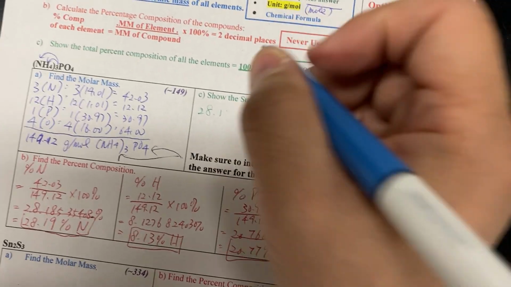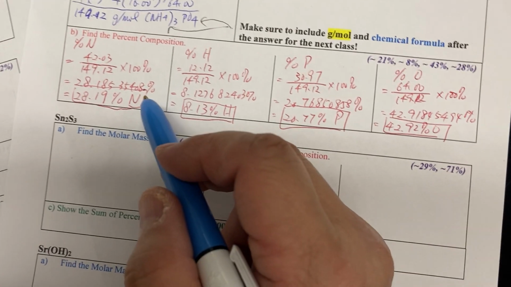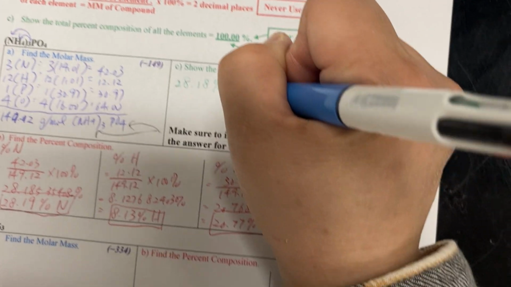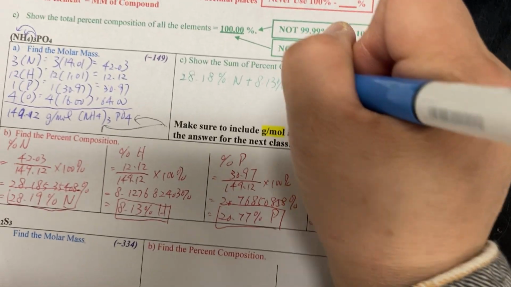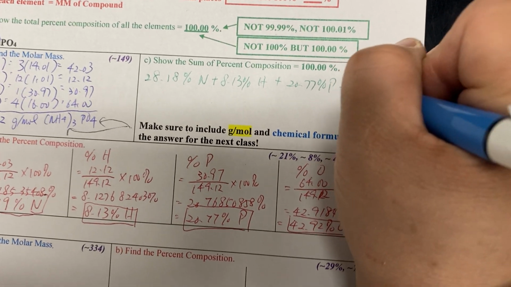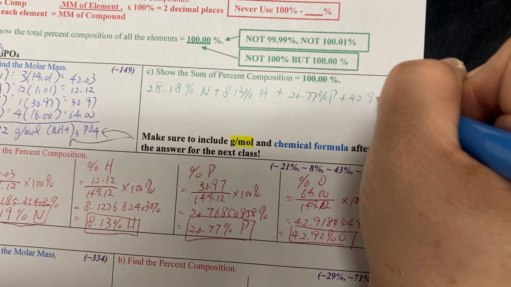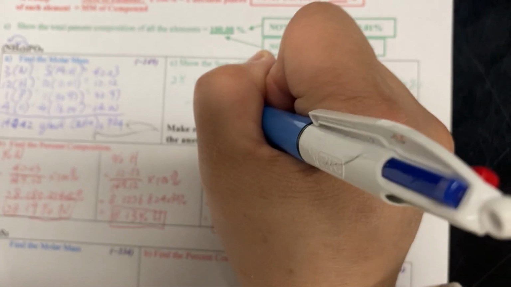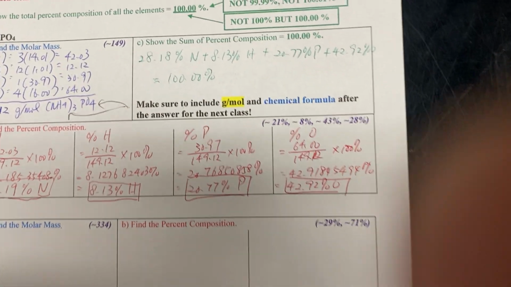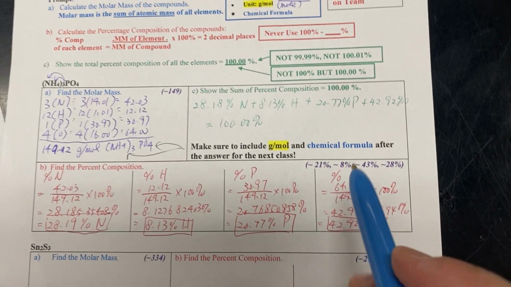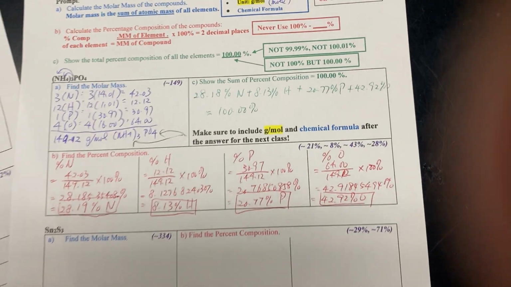I get 28.18% N plus 8.13% H plus 20.77% P plus 42.92% O. I probably did something wrong here, so I have to go back and check. If you add these up in your calculator, you should get 100.00%. If you don't, then you did something wrong. If you get not exactly 100%, you did something wrong. So this is for the molar mass and the percentage composition.